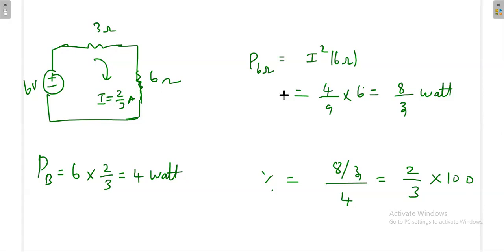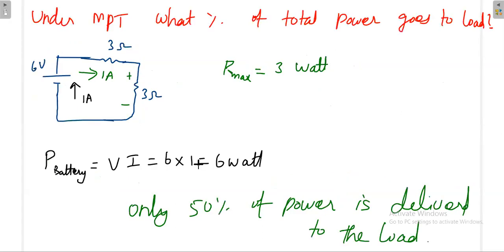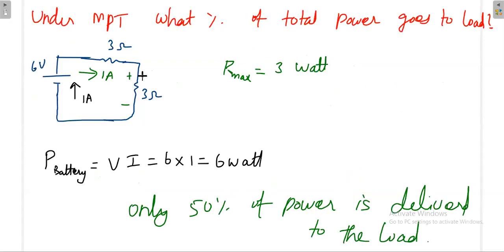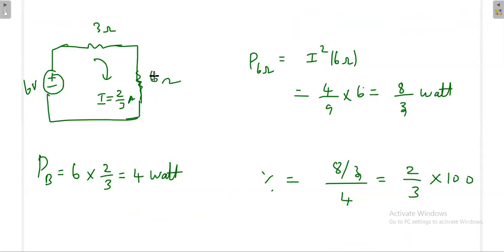Is it correct or not? Because you are telling it will be less than 50%, since they are saying even under the maximum power transfer theorem only 50% of the power is delivered to the load. But if I operate in some other condition, instead of 3 ohm I am putting 6 ohm, I can put anything. Now what is the power delivered by the source? It is 4 watt, but now the percentage is somewhat different.